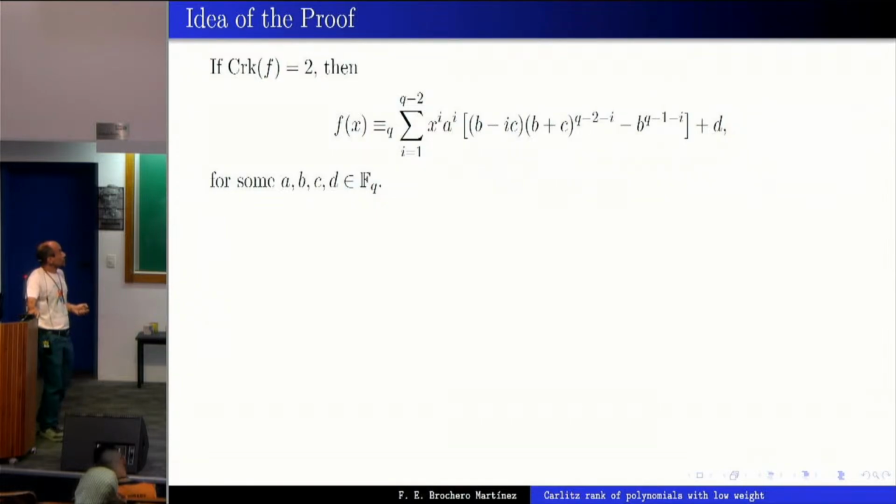The idea of the proof is very simple. If the Carlitz rank is 2, then we can write f as equivalent to this polynomial, with A, B, C, D in F_q, some of them different from 0.